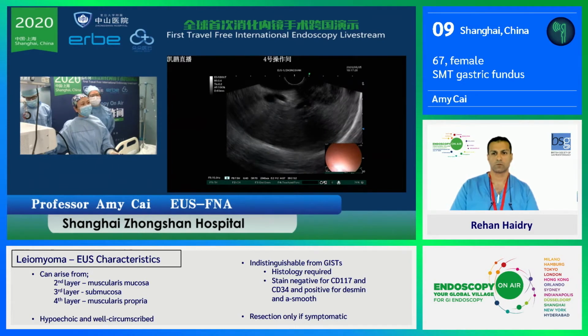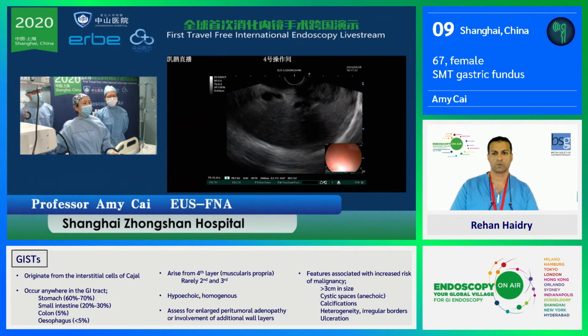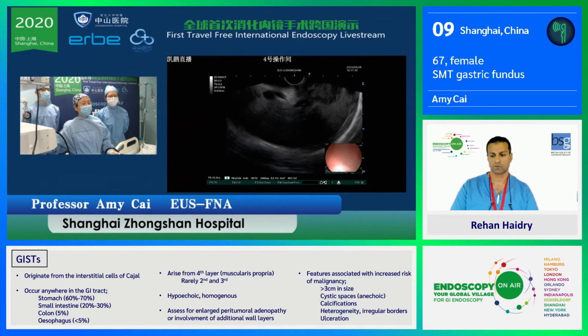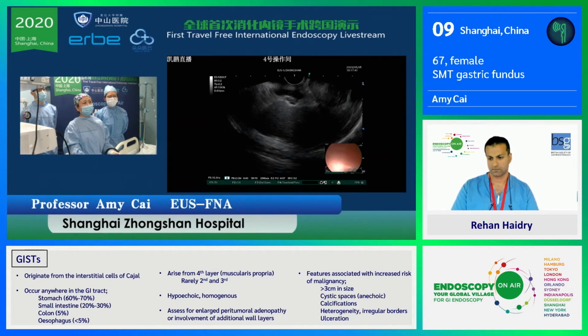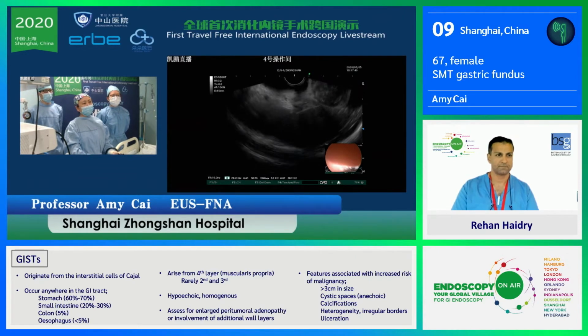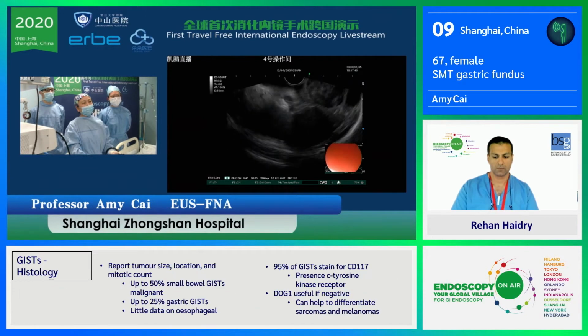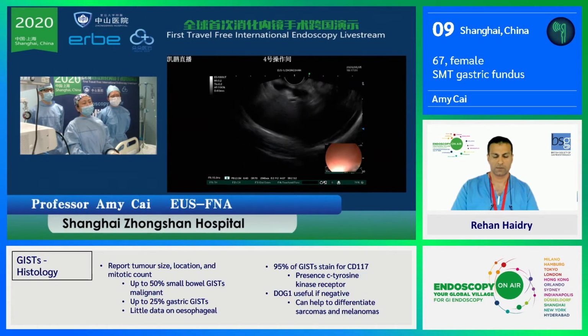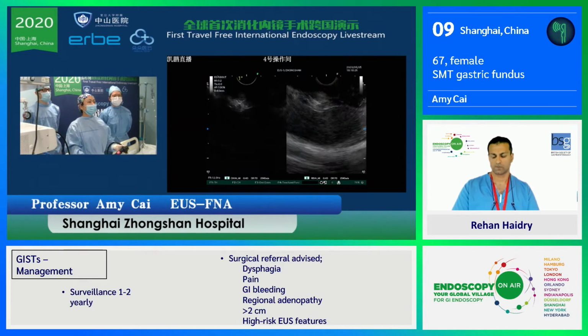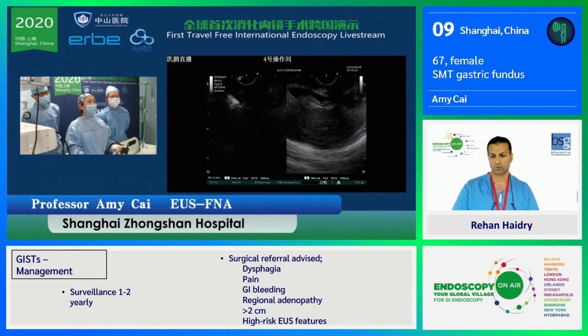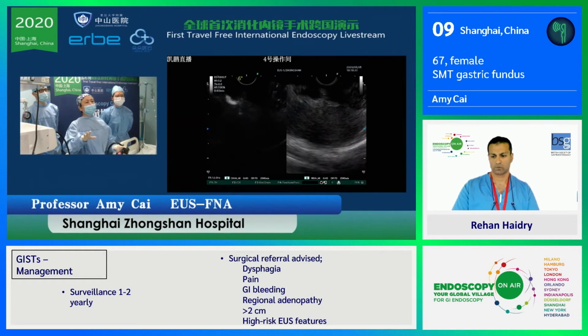With this scope, with this Fuji EG1 station, we can change the frequency of the EUS, so we change to 12 megahertz to see clearly where it originated from. So this is the transition zone of normal gastric wall to the tumor, and we can see it from the muscularis propria.